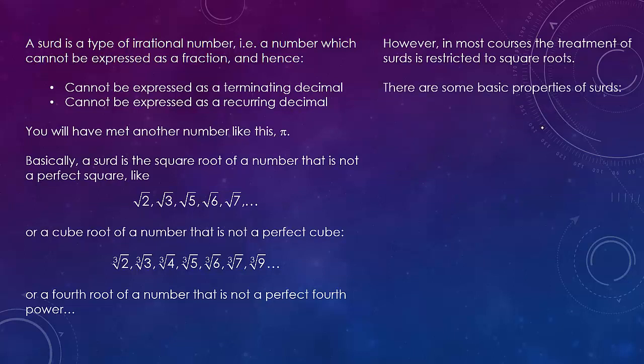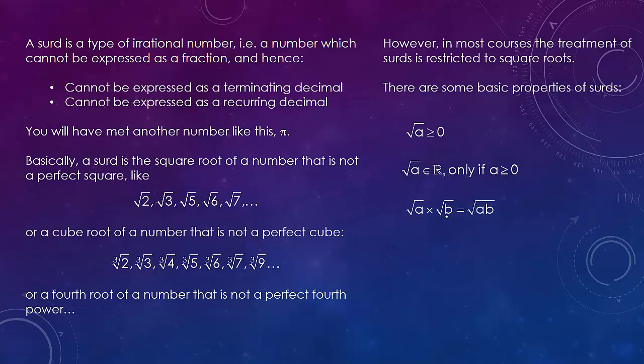There are some basic properties of surds. Firstly, the square root of a is always greater than or equal to 0, so the square root of a number cannot be negative. The square root of a is a real number, and that will be explained in later courses, only if the number a itself is non-negative.